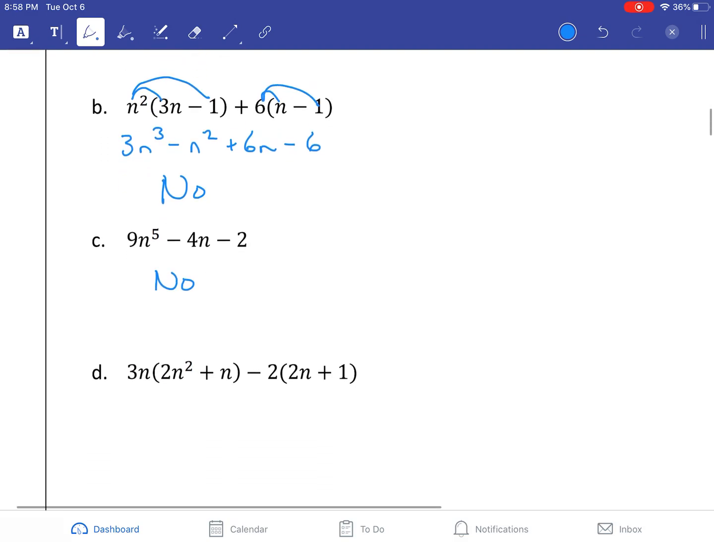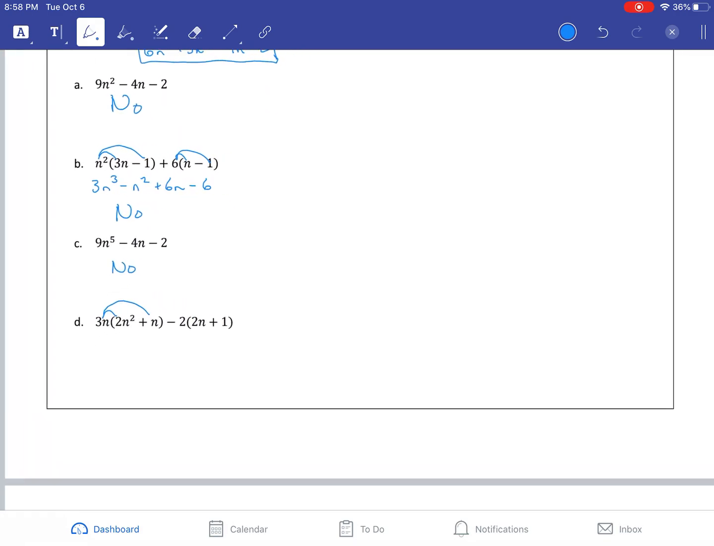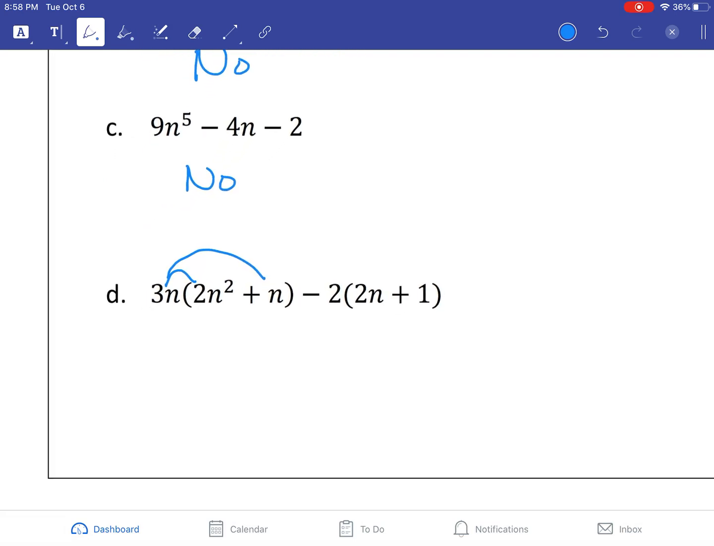Lastly, probably going to be D, but let's just show you the work. So 3n times 2n squared, plus it also says algebraically show your work. So we have 3n times 2n squared is 6n to the third.